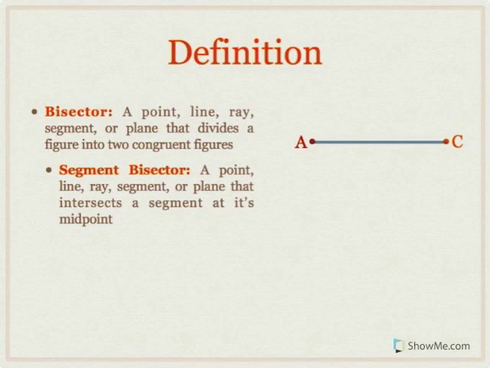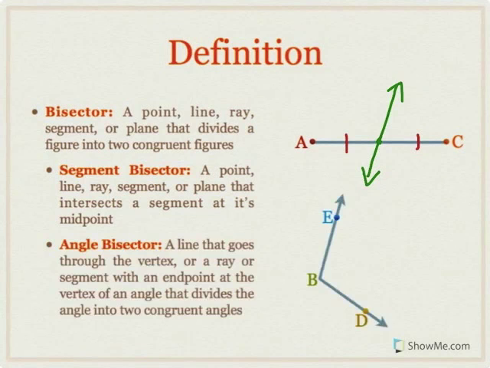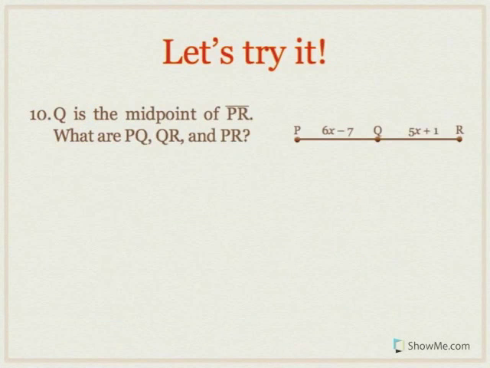We can get more specific with segment bisector. A segment bisector is a point, another segment, a ray, another line, or even a plane that intersects a segment at its midpoint. And let's not forget angles in all of this. An angle bisector is a line that goes through the vertex of the angle, or a ray with an endpoint at the vertex of the angle, or a segment with an endpoint at the vertex that separates the angle into two congruent angles. Let's try using the concept of midpoint.